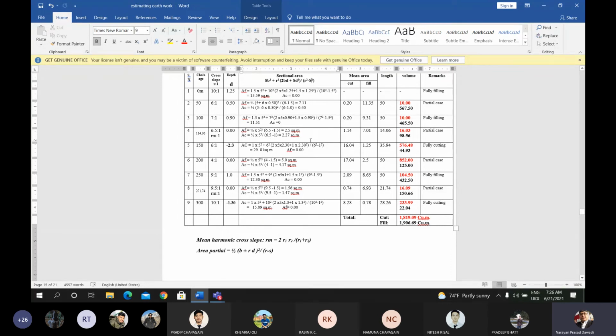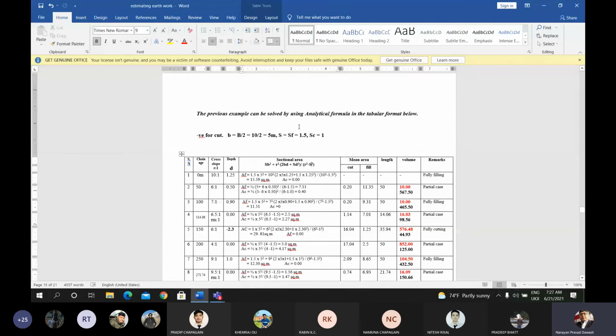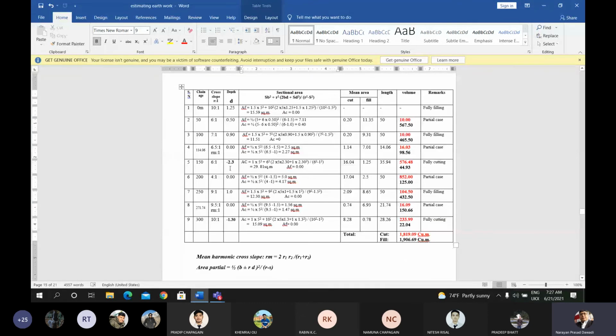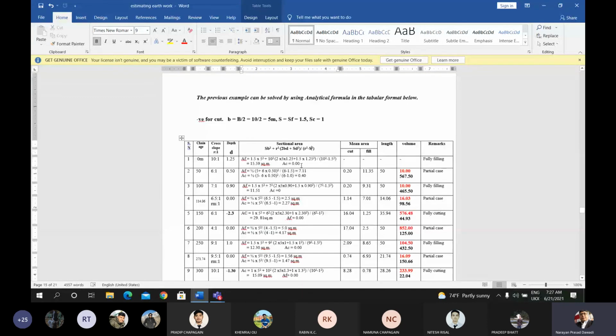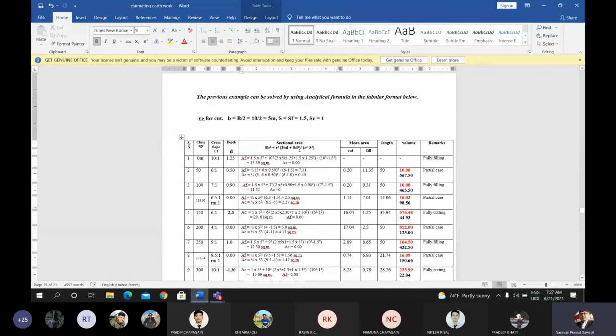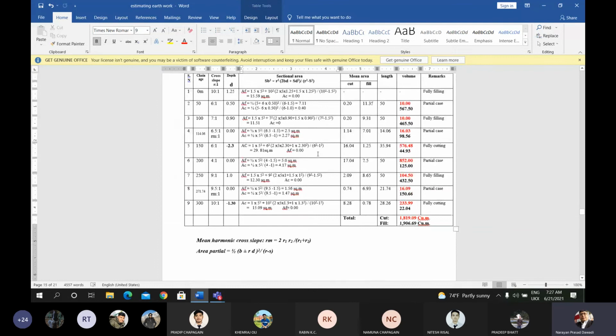In this way, for the chainage 150 meter, the 2.3, this depth is a negative depth here. This is for the cutting case. If you multiply 6 into 2.3, this is greater than the 5 meter. And this is the case of fully cutting, because depth is given as cutting depth. This is fully cutting, and use the same formula of the fully case, SB square plus R square plus BD plus SD square divided by R square minus S square.